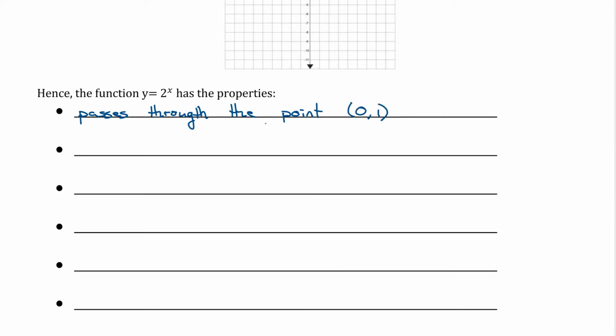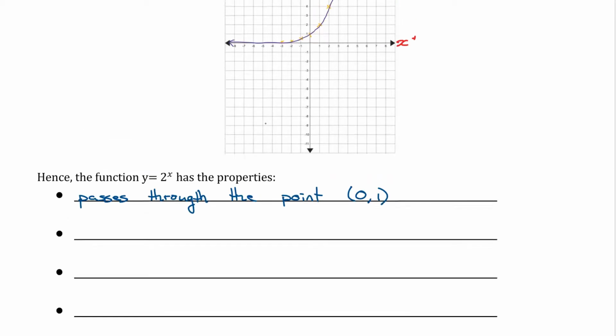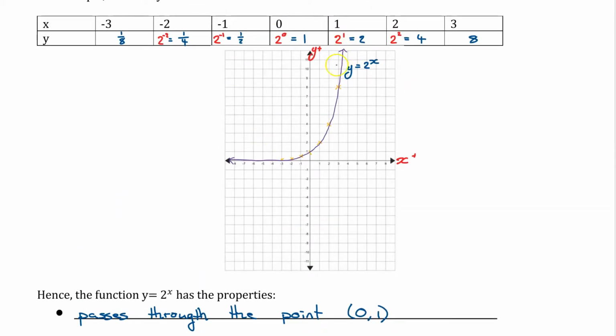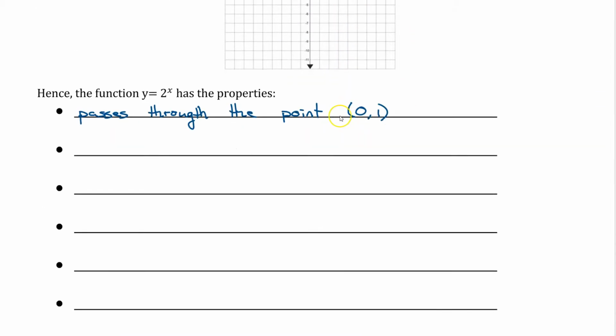Now the second point we can mention is y equals 2 to the x is always positive. So look at the values for this function. At no point does it ever go below the x-axis, and therefore for all values of x, we're going to expect to see positive values for y. So we can say y equals 2 to the x is always positive, so above the x-axis.